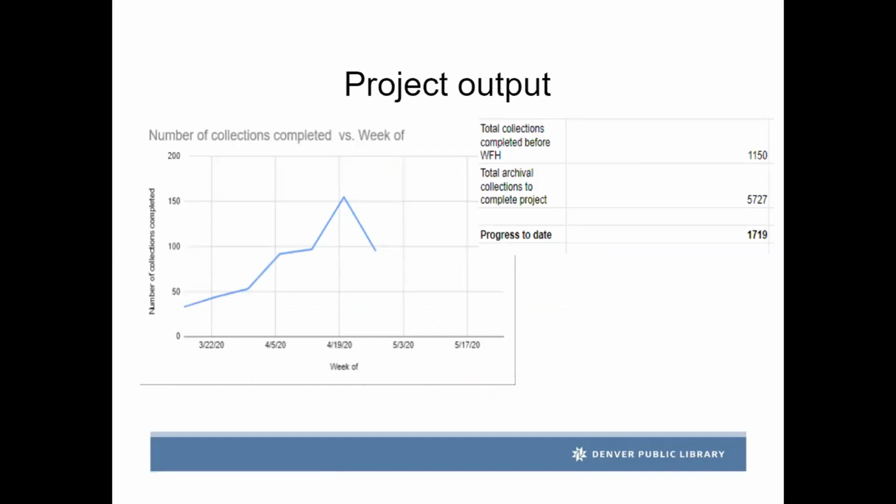So of course our project output increased. Here's a graph that shows some numbers of collections that we migrated in just the past few weeks. We've reviewed and updated almost 600 collections just since mid-March. Our progress to date before we left for work from home was, as you can see, about 1,150 finding aids complete or resource records completed. And now we're up to 1,719. So a huge increase in work.